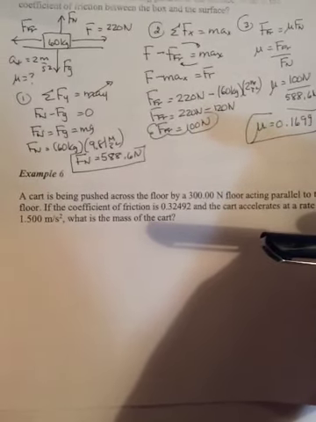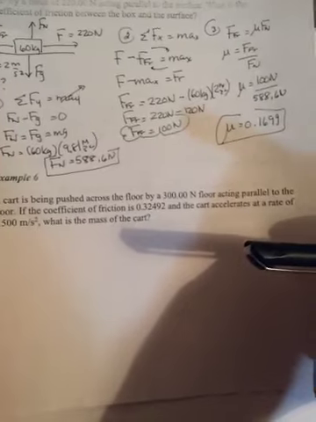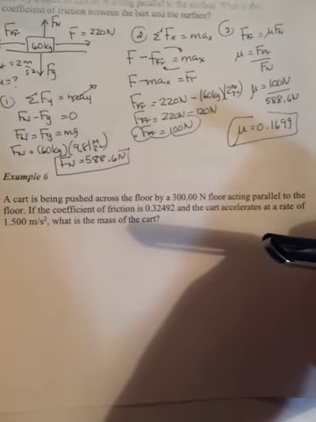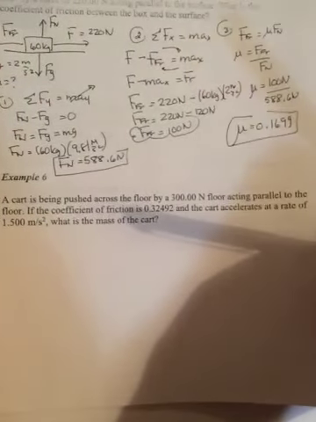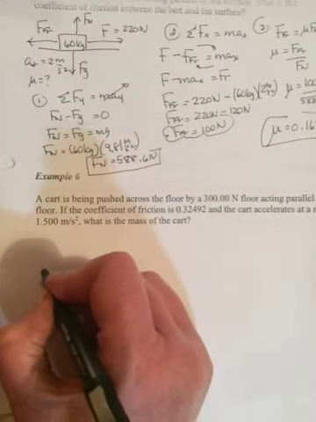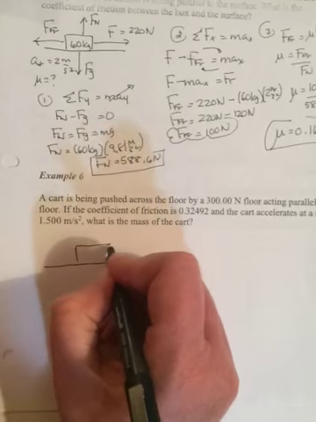Number 6, a cart is being pushed across the floor by a 300 newton force acting parallel to the floor. The coefficient of friction is 0.32492, and the cart accelerates at a rate of 1.5 meters per second squared. What is the mass of the cart? I threw you a wrinkle.